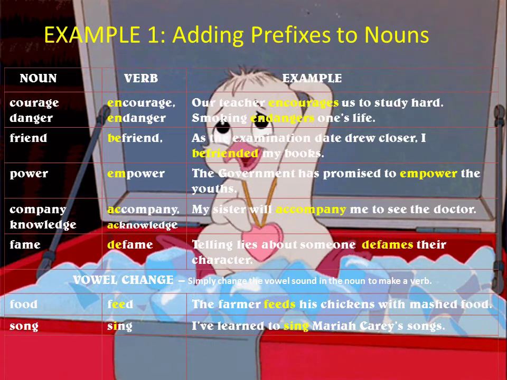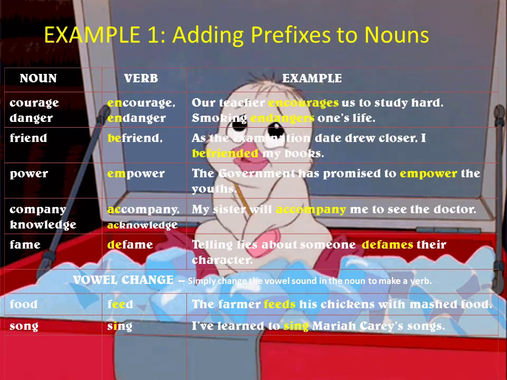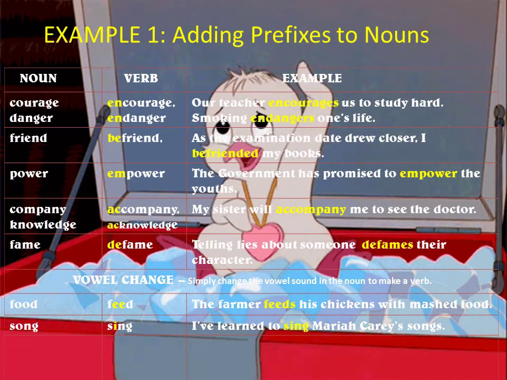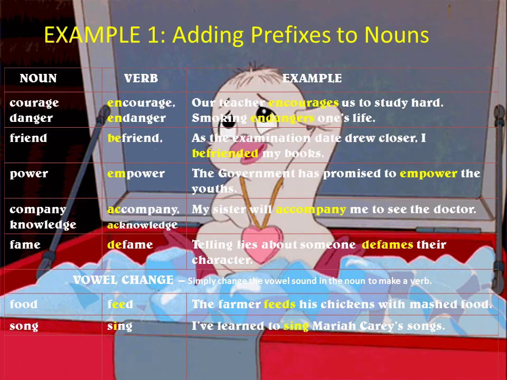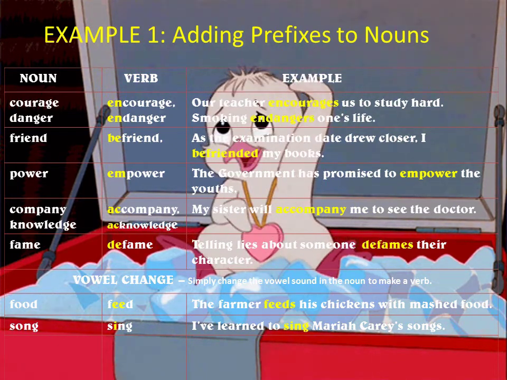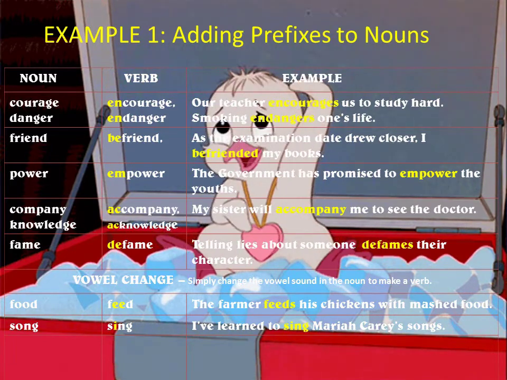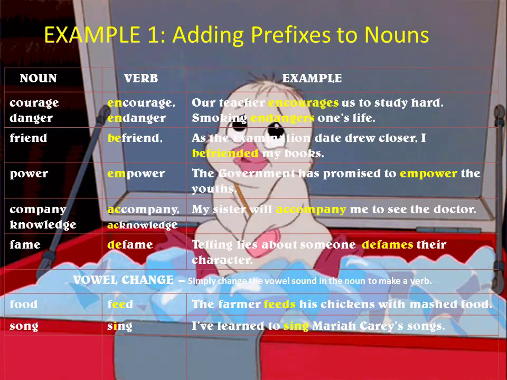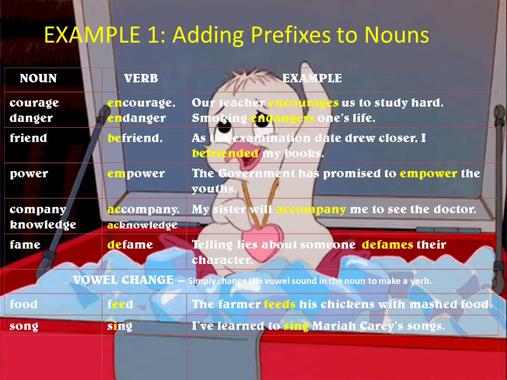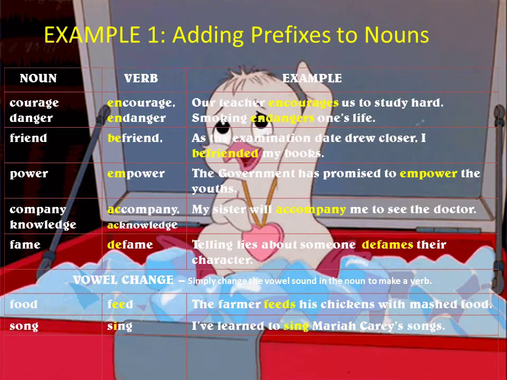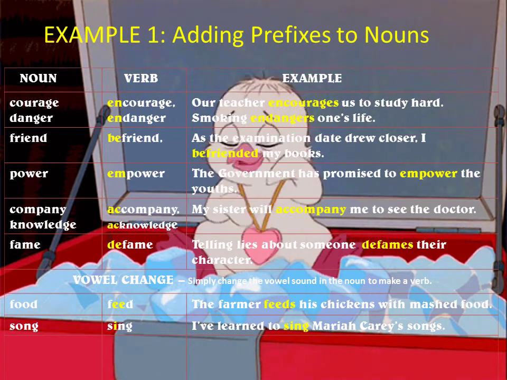Song, to sing. Song, a noun. Sing, a verb. I have learned to sing Mariah Carey's songs. So with these examples, you can see how words that were originally nouns have been made to become verbs. Of course, what has helped us here? Prefixes.